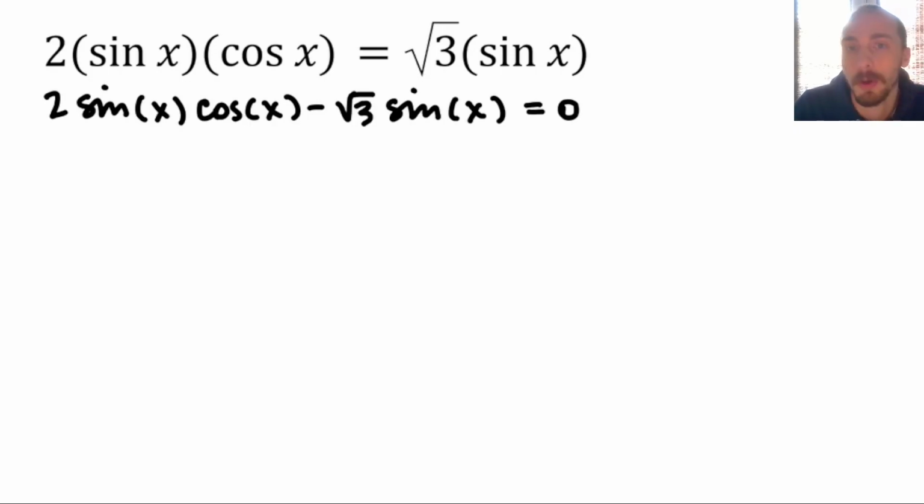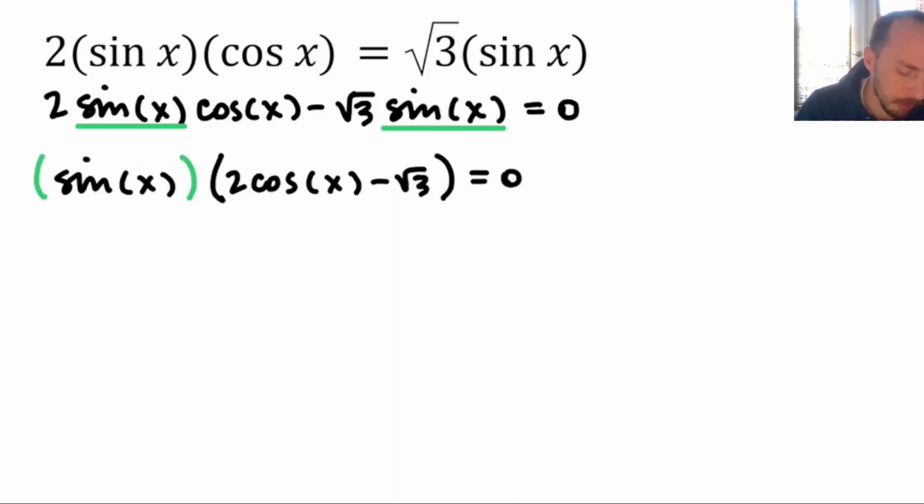Okay, and then I'm going to think about factoring. First of all, it doesn't really look like a quadratic to me. I don't see anything to the second power. So is there anything, like a greatest common factor, I could factor out? And yes, there's a sine of x in both terms of this expression. So I can factor out that sine x, and I'll be left with sine x multiplied by 2 cosine of x minus the square root of 3.